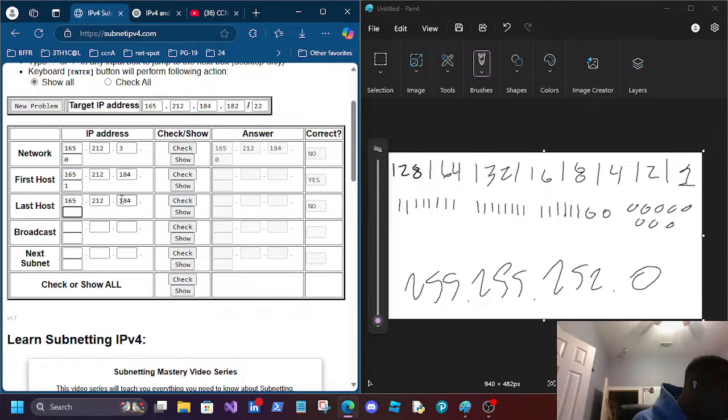Mm, subnet ID and subnet broadcast, which is the network ID and a broadcast. So how about this? I know this. This has got to be this, right? No.